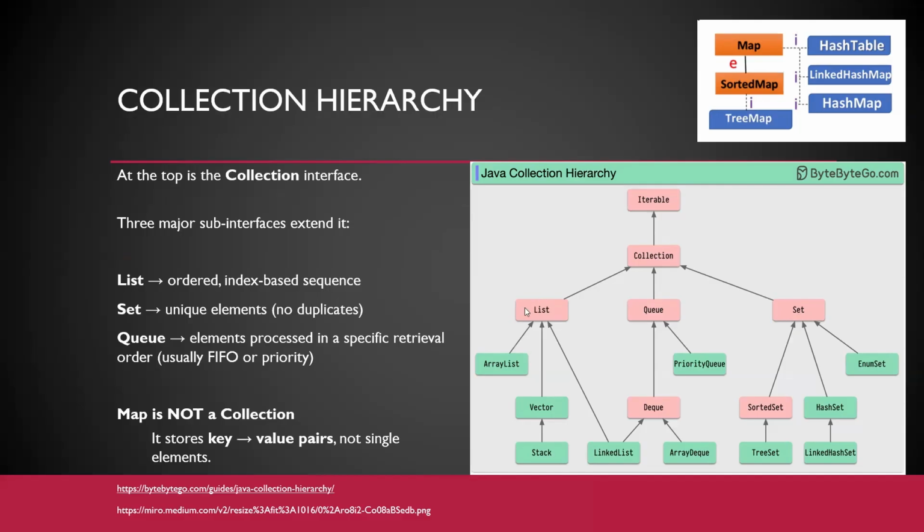The list interface, these are ordered collections. They're index-based collections, so you access an element in the collection based on index. Lists allow duplicates. Sets, on the other hand, every element is unique. No duplicates are allowed. Queues are known for their first in, first out order.